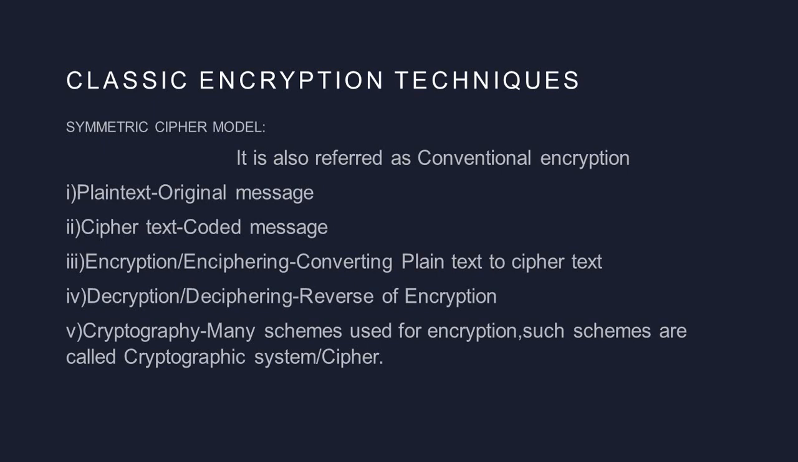Encryption is a technique wherein you convert your plain text to a ciphertext, and decryption is just the opposite of encryption, where you get the original message, or we can call it the reverse of encryption. In cryptography, there are various schemes that are used for encryption. Such schemes we call a cryptography system or cipher.